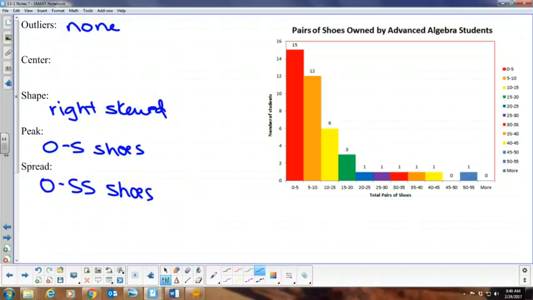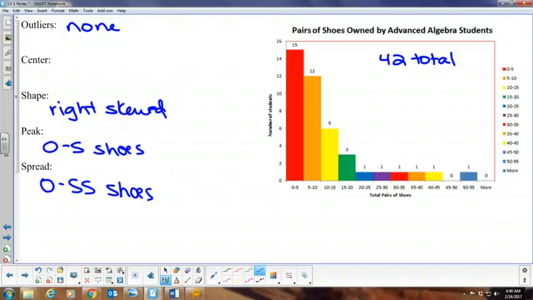Now, when I'm doing the center, that's the one that takes a little bit longer. So you can do, I'm going to see how many total shoes I have here. So I'm going to go 15 plus 12 is 27, plus 6 is 33, plus 3 is 36. See how I'm counting the tops? And then 37, 38, 39, 40, 41, 42. So there's 42 total people that were asked for this, right? 42 total. So where would the center of 42 be?